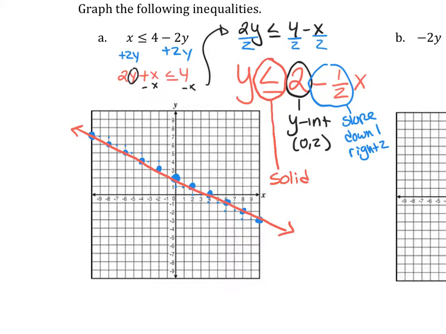And now since it's an inequality, that involves the shading, so will I shade above my line or below my line? Below, because it's y is less than or equal to. So again, you go right up to your line, but not past it, and everything below.